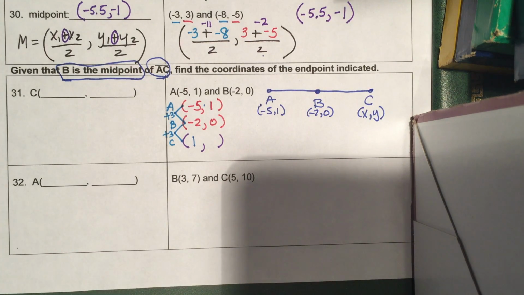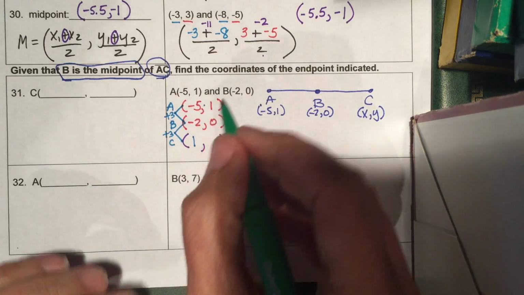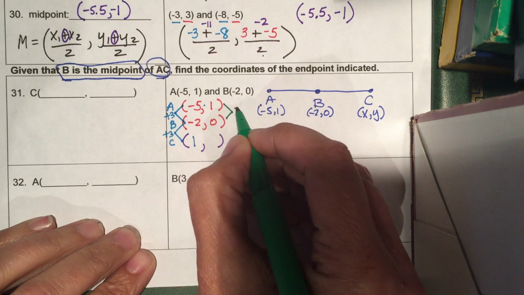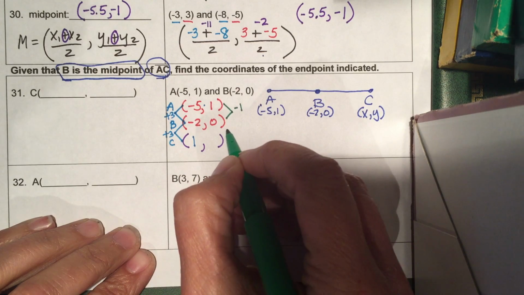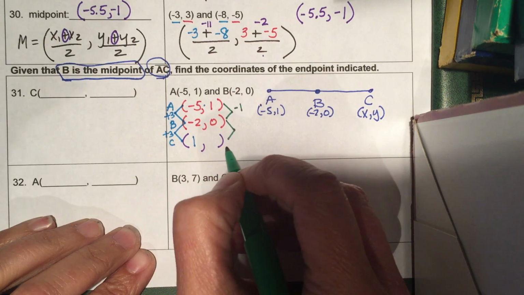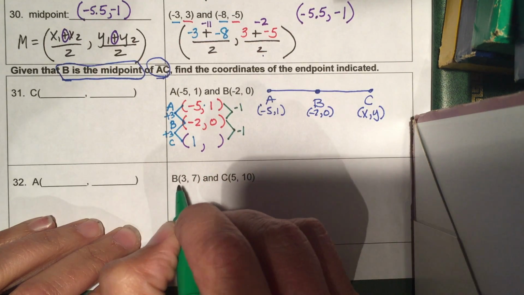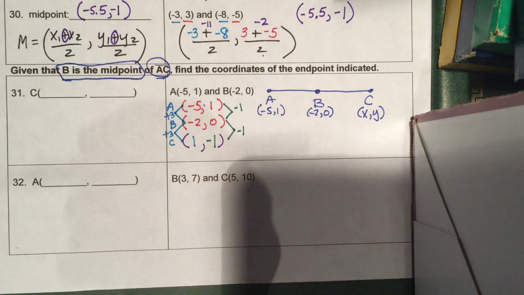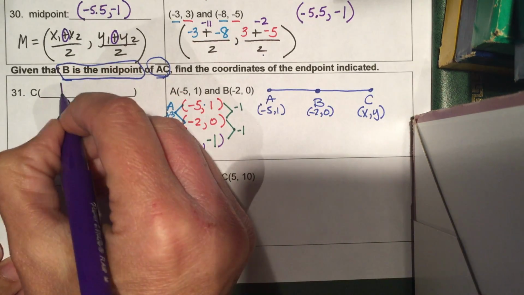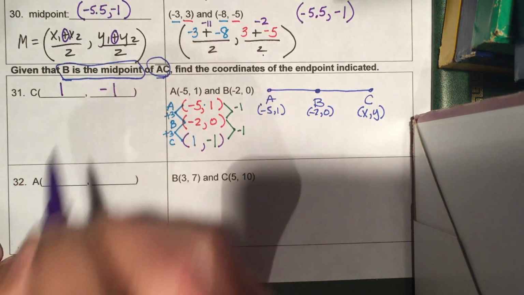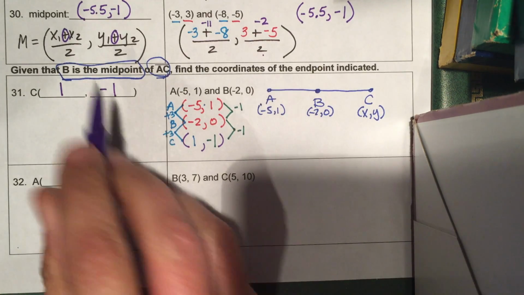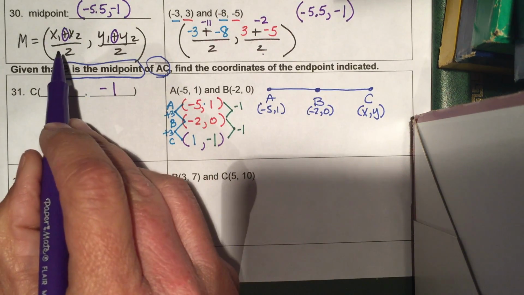That's my X coordinate. Now I'm going to do my Y coordinate. How did I get from 1 to 0? I subtracted 1. So how do I get from the midpoint to the other side? I do the same thing. I subtract 1. So 0 minus 1 is -1. So that is your endpoint. It's at 1, -1.